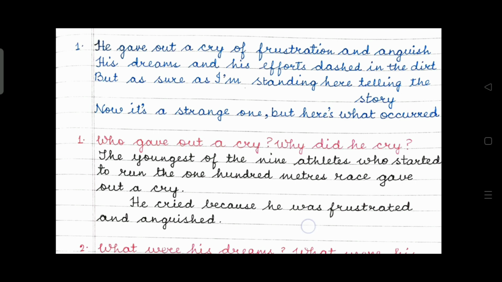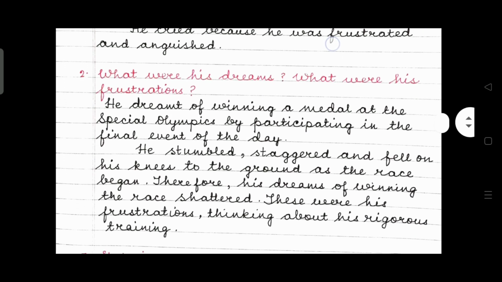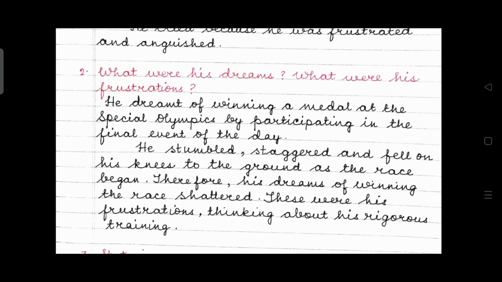Question number 2 now. What were his dreams? What were his frustrations? Again, 2 questions. Question number 2, 2 questions. So change paragraphs. What were his dreams? He dreamt of winning a medal at the Special Olympics. His dream, winning a medal. Key expression, winning a medal.